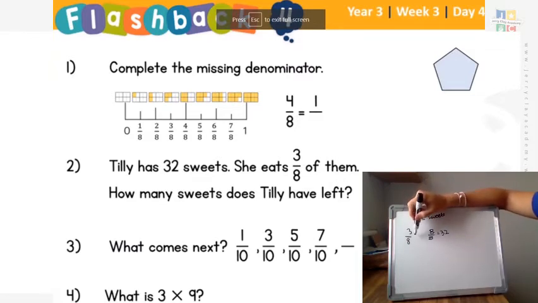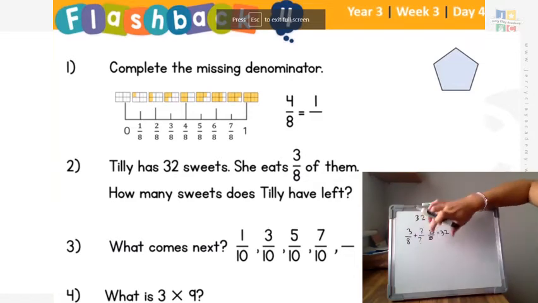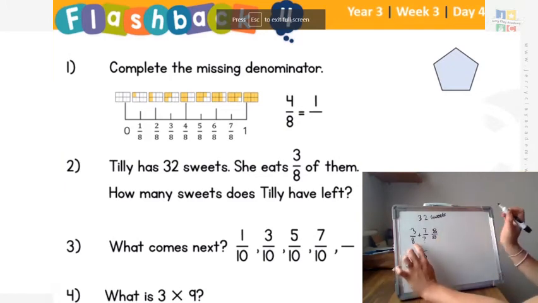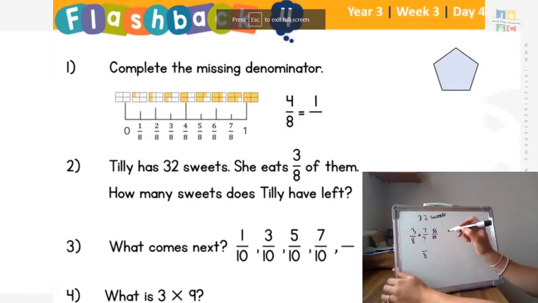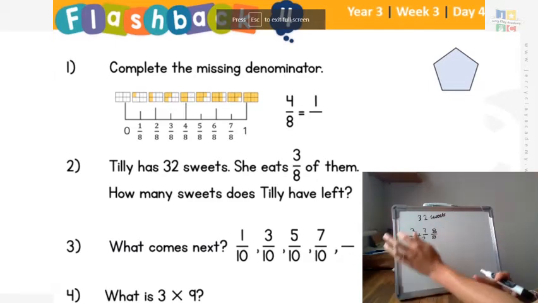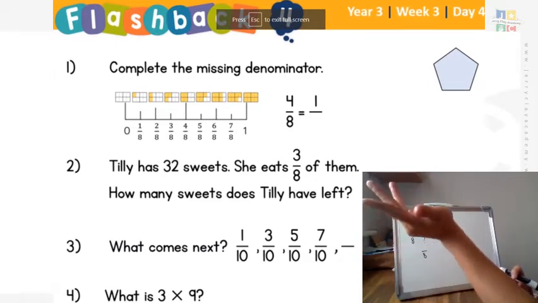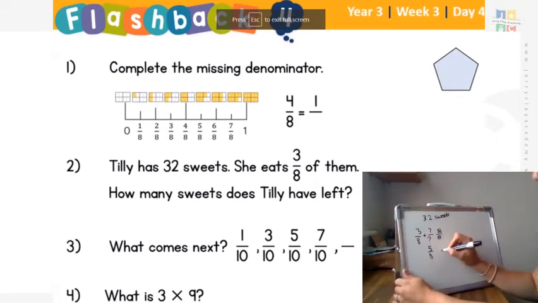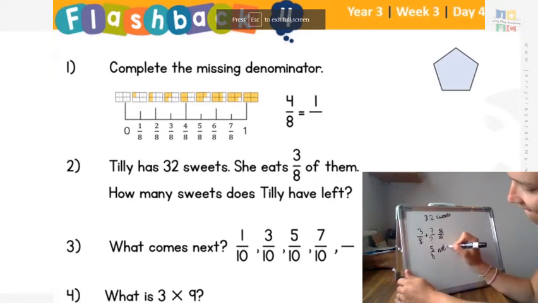So I want to know how I would get from 3/8 to 8/8. So what would I add to 3/8 to get to 8/8? And if I work this out, I know that my denominator stays the same. So what do I add to 3 to get to 8? 3, 4, 5, 6, 7, 8, I would add 5. So a way that we could do it is we could now find, we know that 5/8 of the sweets were not eaten, so we could find 5/8 of 32.